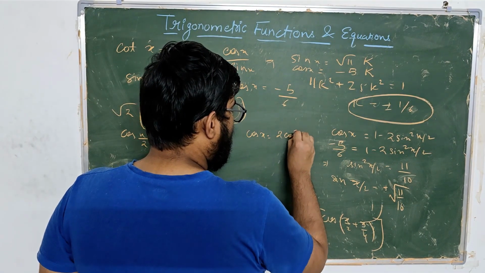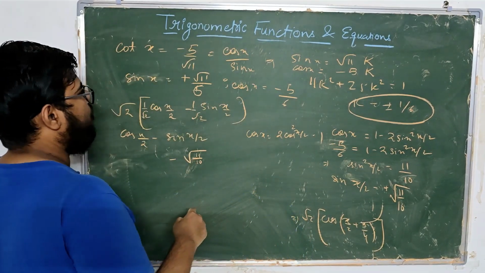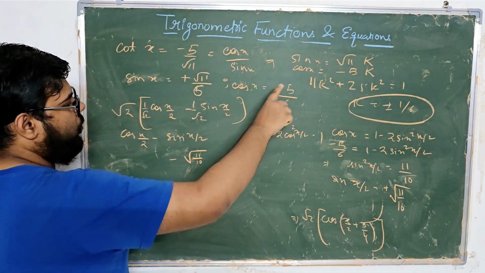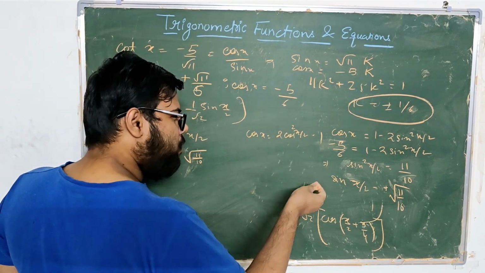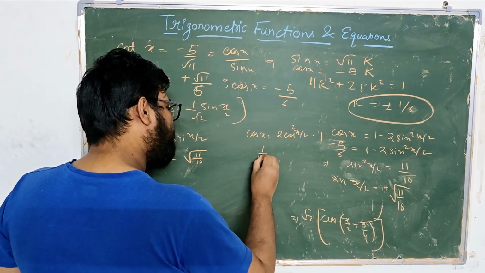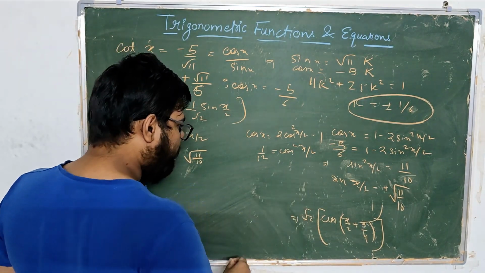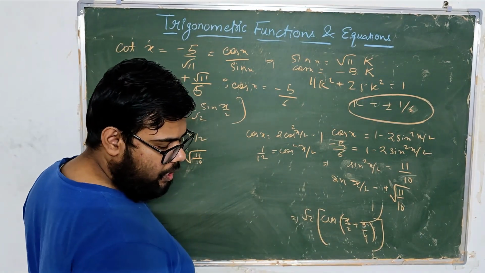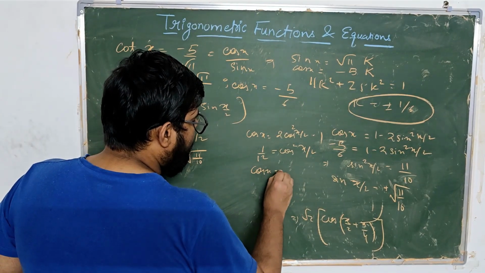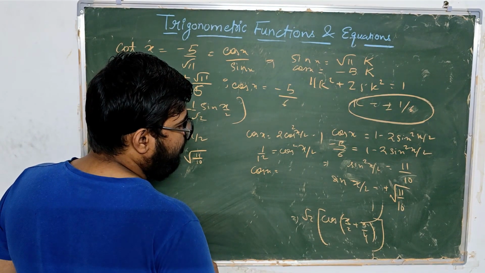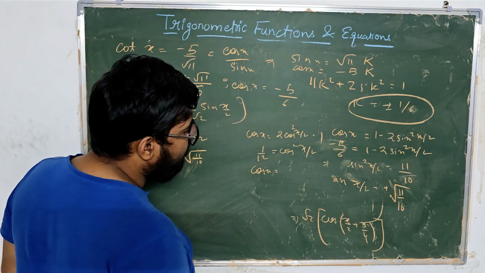And similarly for cos x by 2, cos x is 2 cos square x by 2 minus 1. So we will get negative 5 by 6 plus 1 will be 1 by 6. So 1 by 12 is cos square x by 2. Again, since it is x by 2, cos will be positive. So you will get cos x by 2 as, wait a minute, why have I written 10 over there?